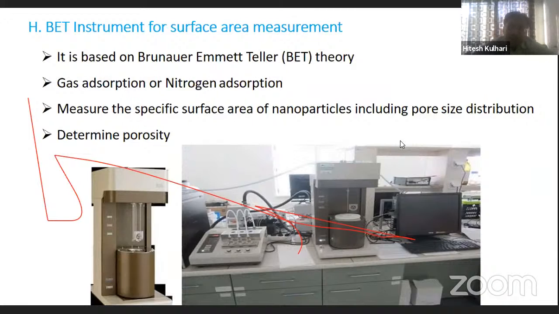So it measures the total surface area, the specific surface area of the nanoparticle, and it will also give information about the pore size distribution, porosity, how many pores are available in the nanoparticle. That information we will get from the BET instrument.